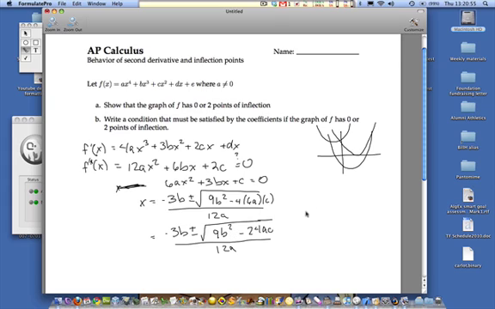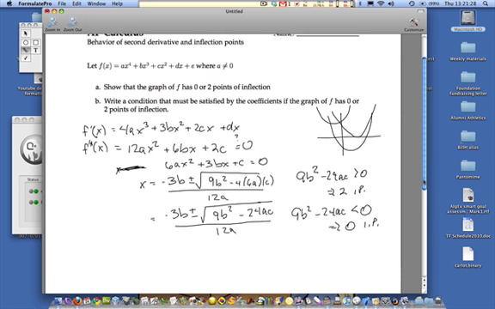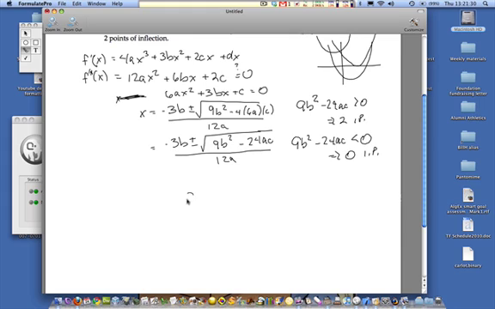Okay? So what's happening here is if 9b squared minus 24ac is greater than 0, we have 2 inflection points, because we'll have 2 zeros of this quadratic equation. When 9b squared minus 24ac is less than 0, we have no inflection points. Pretty cool, huh? Okay, so now you're saying, but wait, what if 9b squared minus 24ac equals 0?